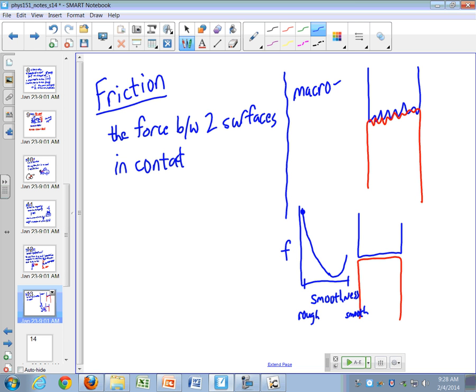Don't write that down. I think it's really neat. Okay, so friction is the force between two surfaces in contact. There are two types of friction. You do need to write this down.